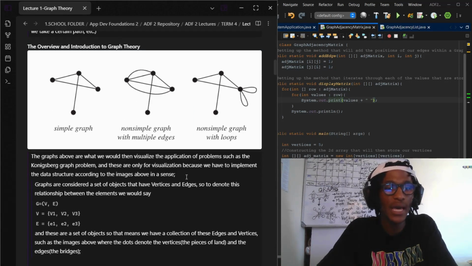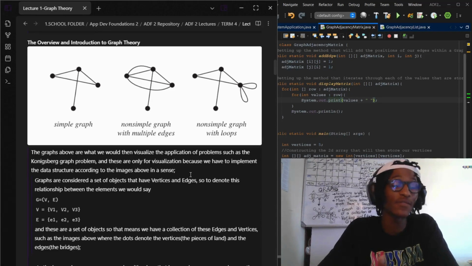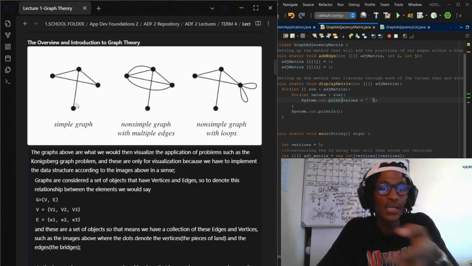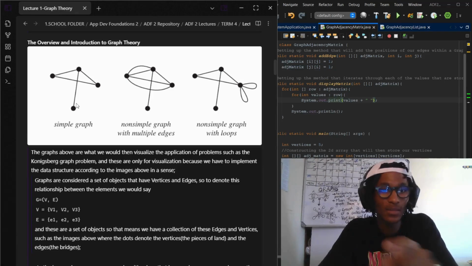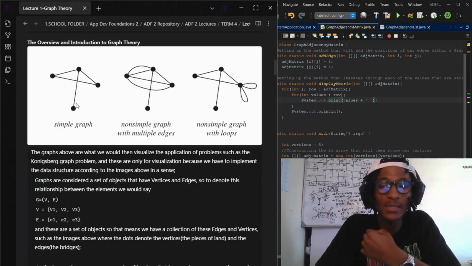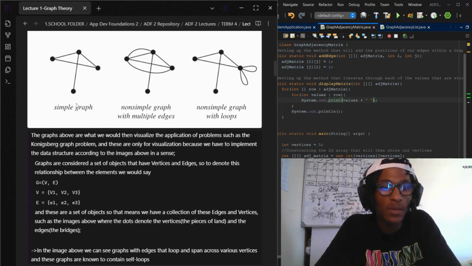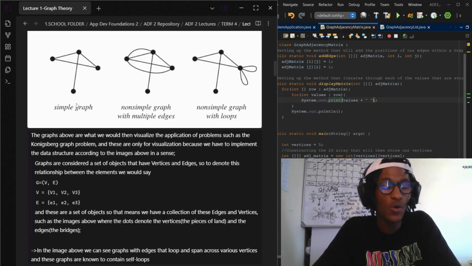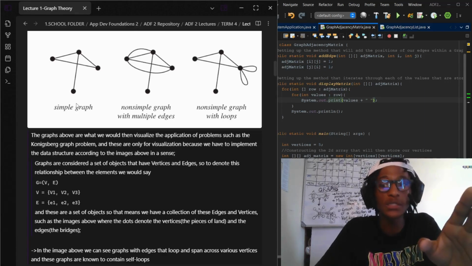So after covering that introduction, here's one that furthers what we've been saying. Here I just state this is a simple graph, a non-simple graph with multiple edges, and a non-simple graph with loops. As we can note, a simple graph doesn't contain any loops, and it doesn't matter if the points intersect. The graphs above are what we would visualize for the application of a problem, such as the Königsberg graph problem, because we only want to visualize the way we implement this in code. You can see how it's happening in the code, but it doesn't look as graphical as what is happening on the screen right now.